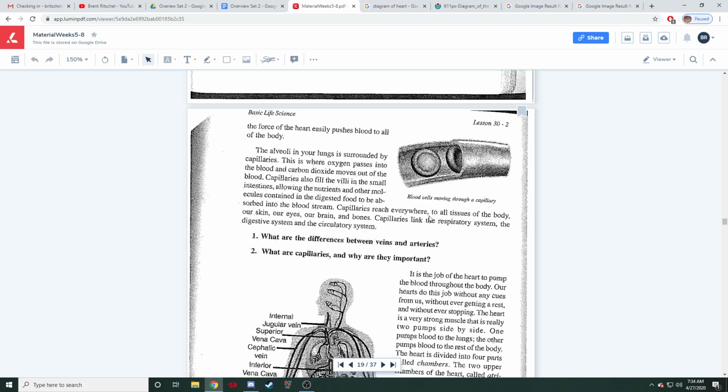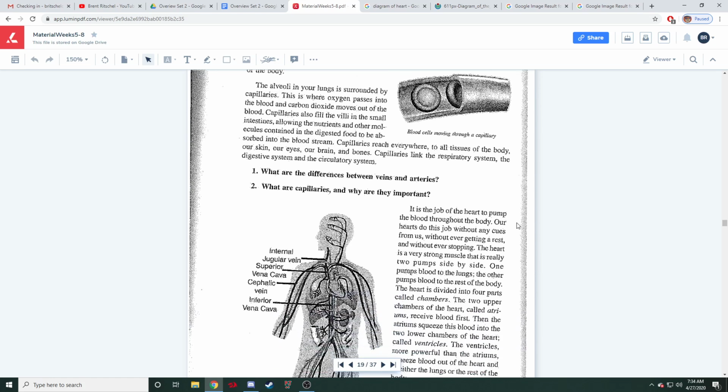Capillaries reach everywhere, to all tissues of the body, our skin, our eyes, our brain, and bones. Capillaries link the respiratory system, the digestive system, and the circulatory system. Capillaries are very important. They're quite easy to damage. We have millions, billions of them, and they connect all the other systems, such as the digestive system, such as the respiratory system.